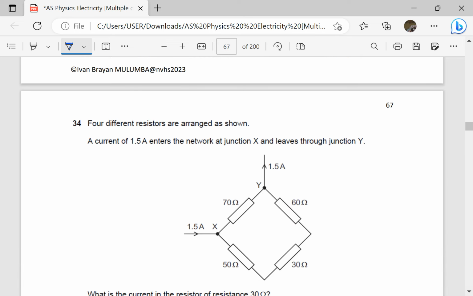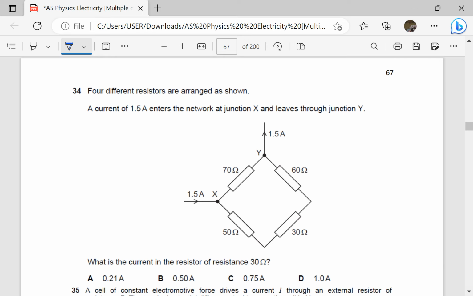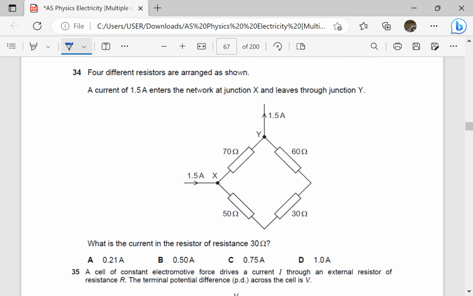4 different resistors are arranged as shown. A current of 1.5 amperes enters the network at junction X and leaves through junction Y. Okay. What is the current in the resistor of resistance 30 ohms? So first of all, we can find the total resistance here. This is 50 plus 30 plus 60.